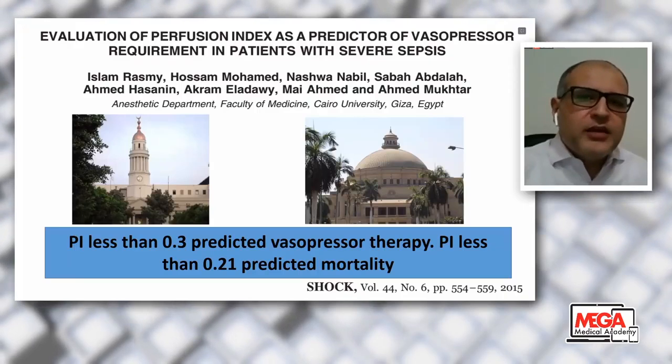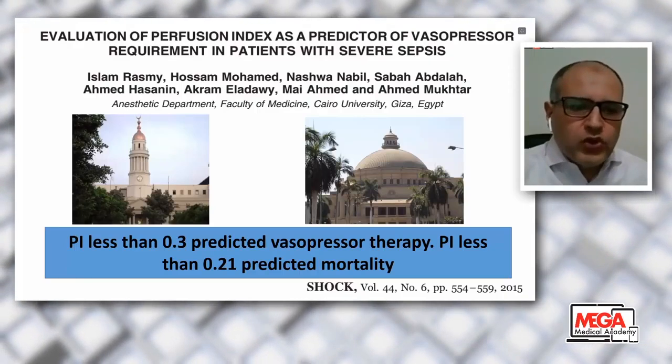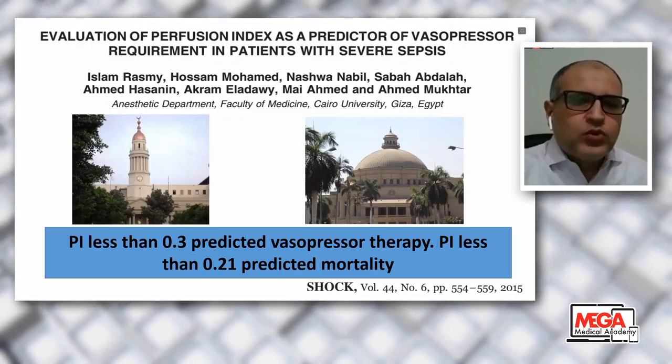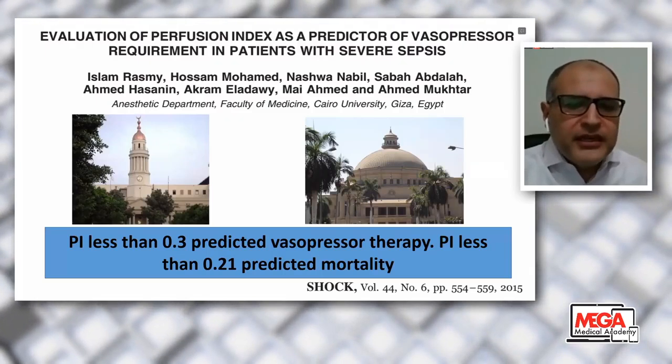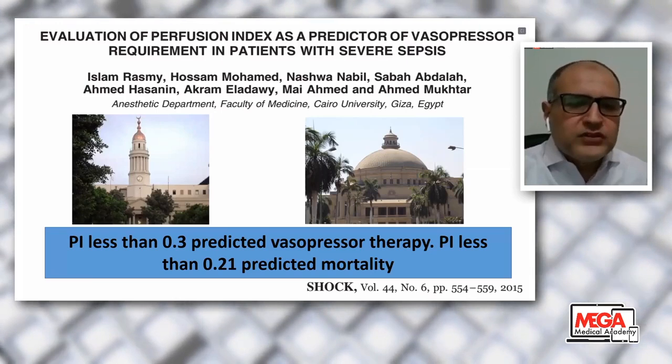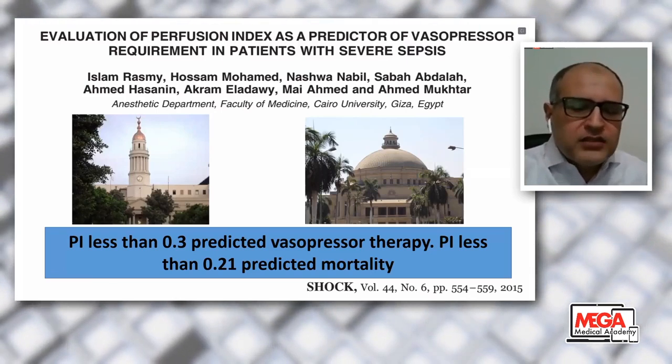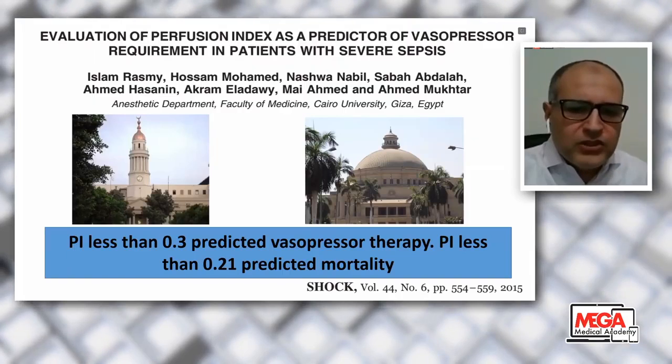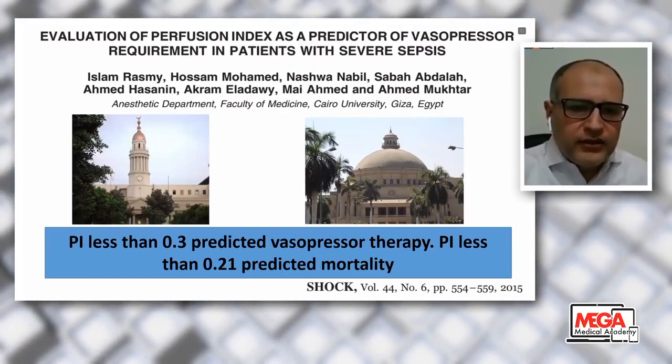We evaluated the perfusion index in patients with septic shock, and we found that if the perfusion index was less than 0.3, it predicted that this patient will need vasopressors. And if the perfusion index was less than 0.2, this predicts mortality. This was published in Shock in 2015.